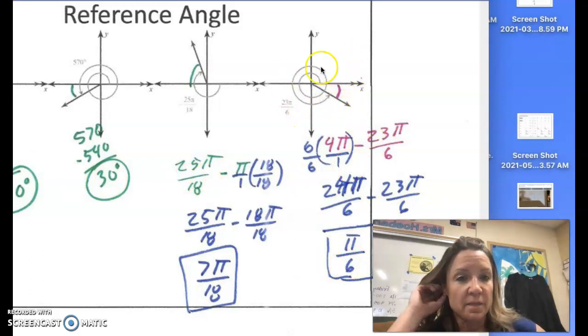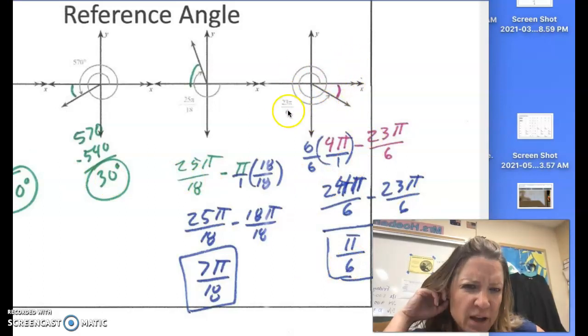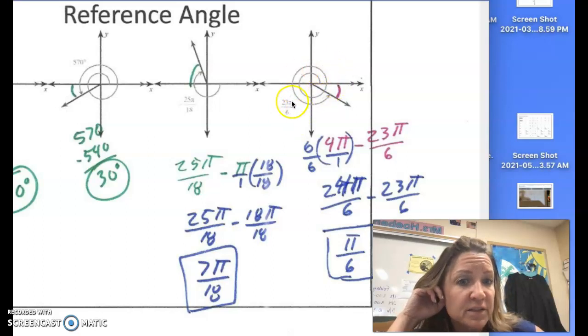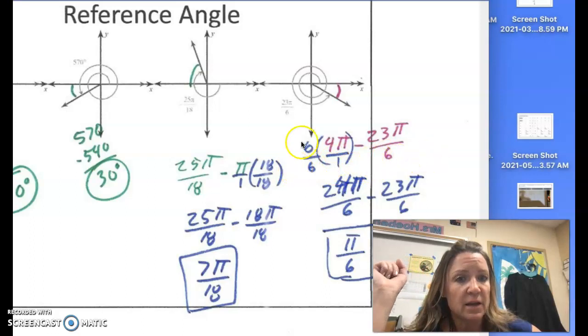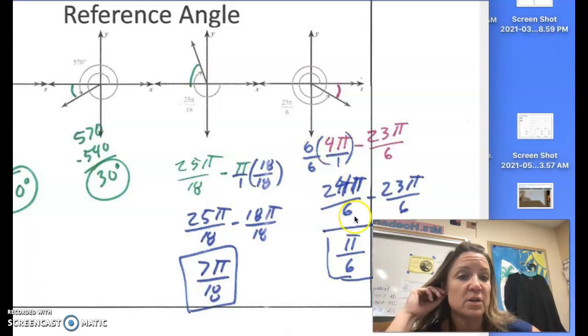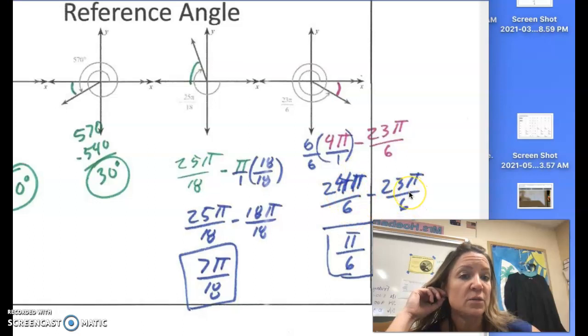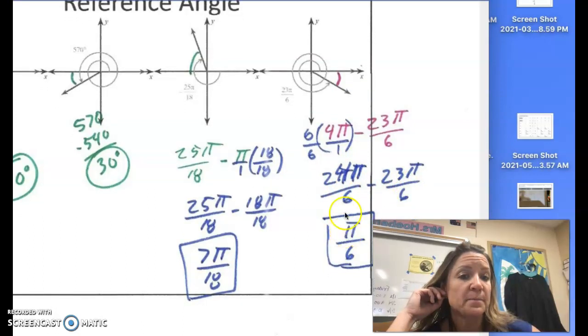Okay. On the farthest right here, we've got 23 pi over 6. We're doing laps again here. And it gets back to this reference angle here, which is just this little pi bit, which in this case would be 4 pi. So we're going to get common denominators again. So multiply by 6 over 6. So 6 times 4 pi is 24 pi. 6 times 1 is 6. 24 pi minus 23 pi is 1 pi. And so the final answer is pi over 6.